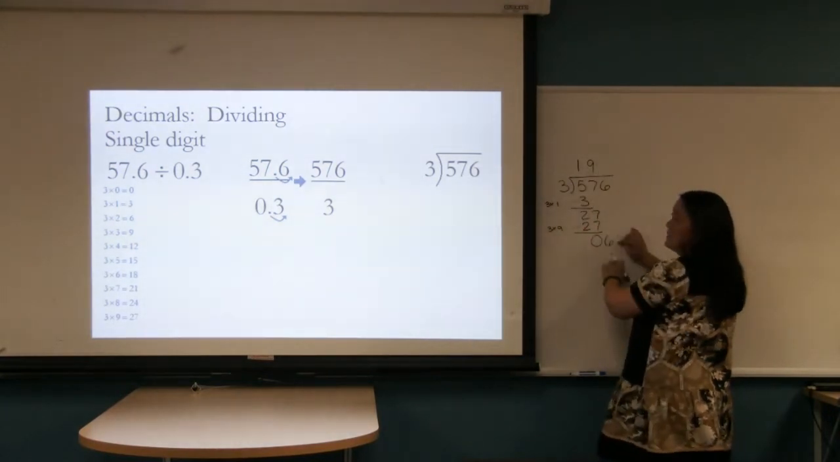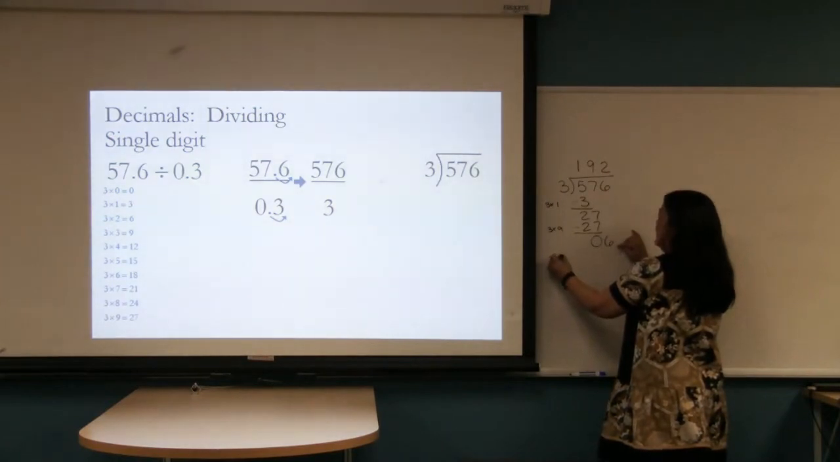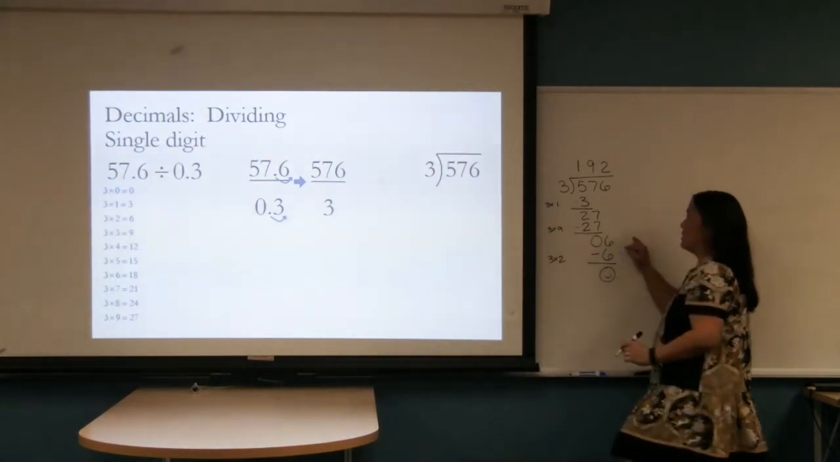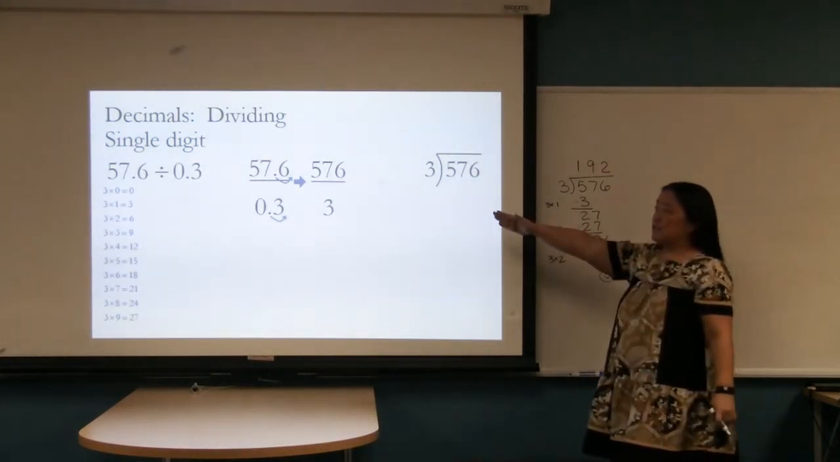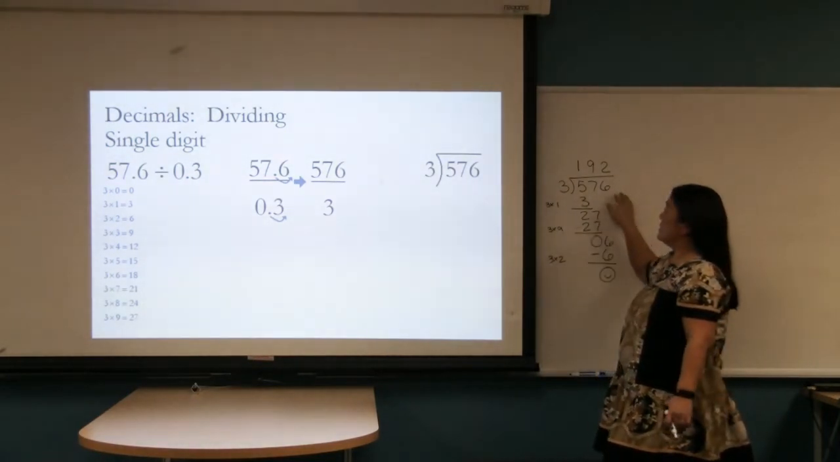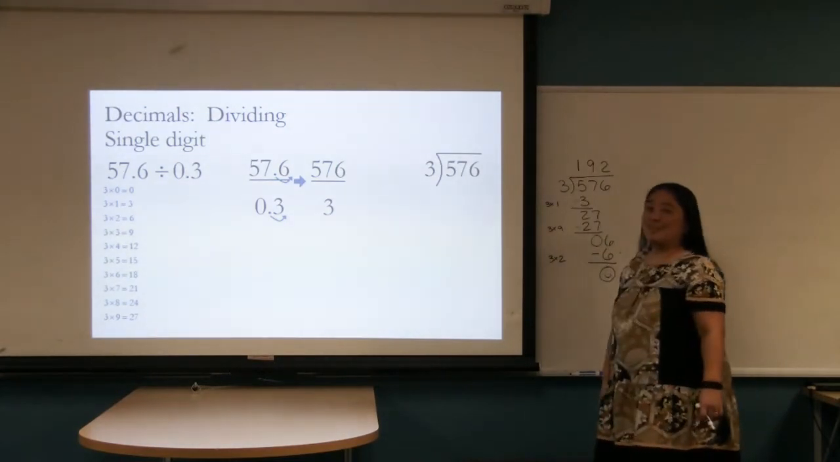3 times what gives us 6? We have 2. We think about 3 times 2 gives us 6. Subtract that. And we have a remainder of 0. So 57.6 divided by 0.3 is the same as 576 divided by 3, which is 192.